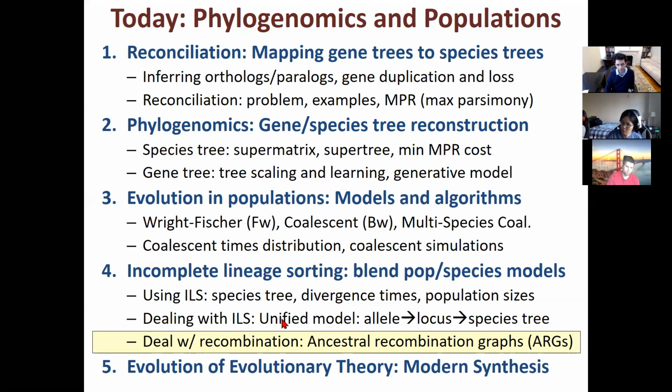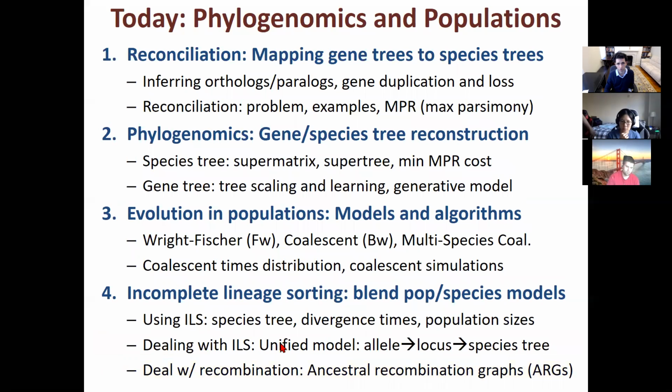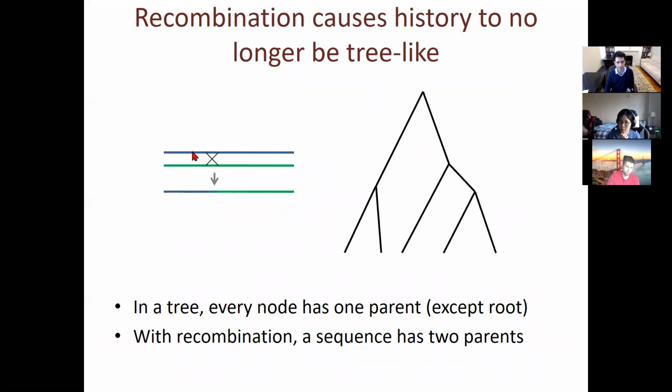So that's basically dealing with this unified model of duplication, loss, and coalescence, and enabling us to have trees that move both forward and backward in time simultaneously. The next question is, how do we deal now with recombination events? So what are these recombination events?